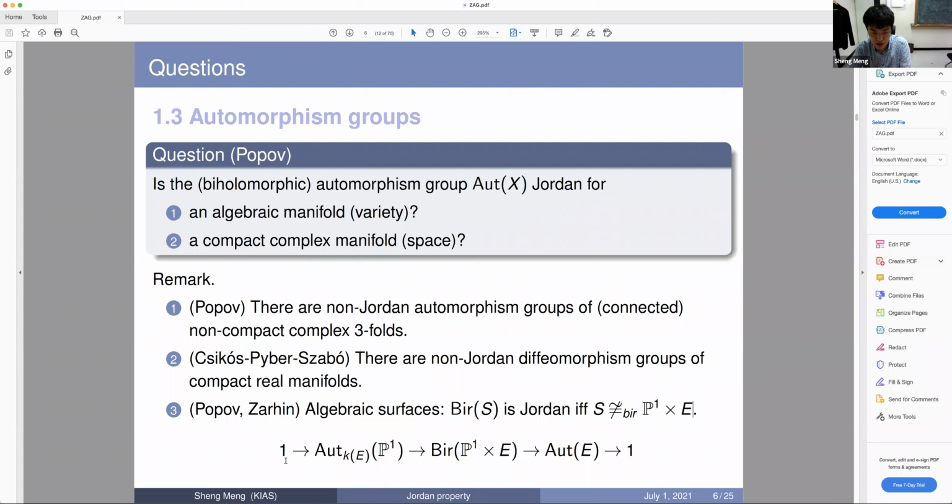So we have the very natural exact sequence here: the birational automorphism group of P1 cross E descends naturally to the automorphism group of the elliptic curve E via the Albanese map. And the kernel can be viewed as the automorphism group of the P1 over the function field of E. It is clear to see that this group is a general linear group, and this group is an extension of simply a finite group and E itself. So this is automatically Jordan. So this one is Jordan, and this one is Jordan, but the middle one is not Jordan.